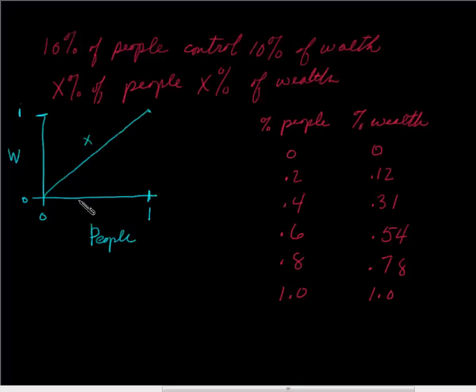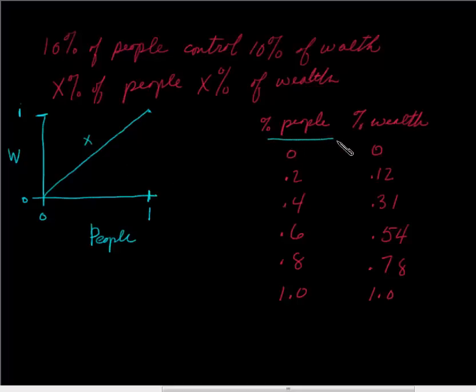For example, if we come over here to maybe 25% of the people, up and over, about 25% of the wealth. 50% of the people, 50% of the wealth. That would be a perfectly even distribution of wealth. It seldom happens that way. In fact, I'm sure it never happens that way. So here's some data from our textbook.